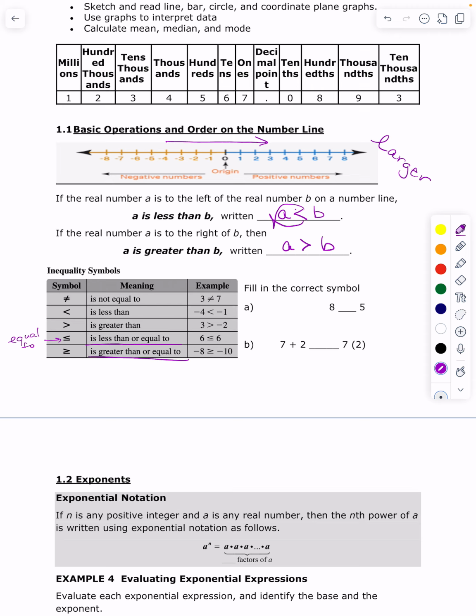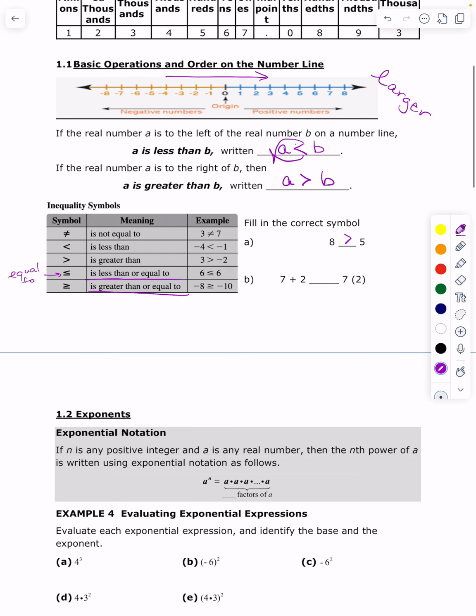So take a minute to do the example here. Fill in the correct symbol for A and B. I know that 8 is greater than 5, so I know the open end goes towards the 8. I could have put greater than or equal to, but we know they're not equal. For B, I'm going to combine these numbers first so I know that I'm comparing the right things. I have 9 and 14. 14 is bigger, so my inequality opens towards the 14.